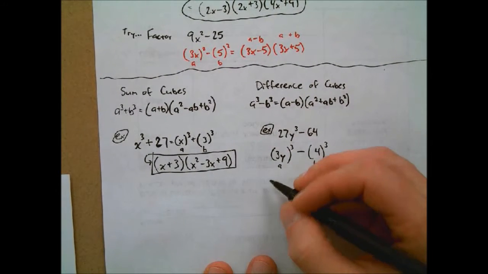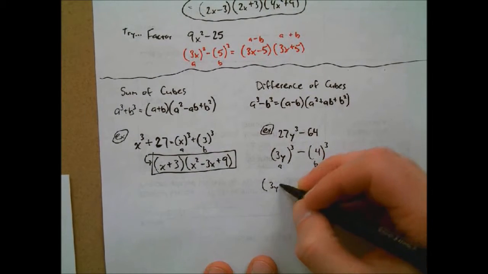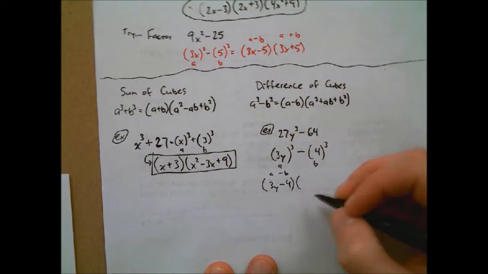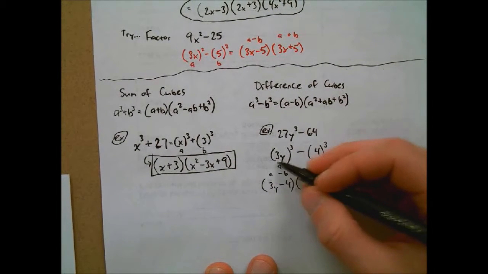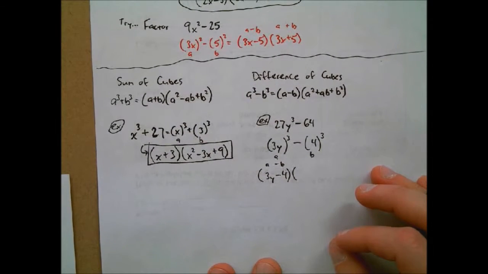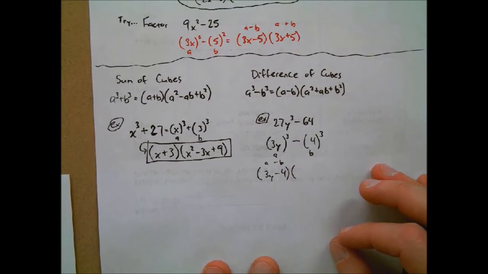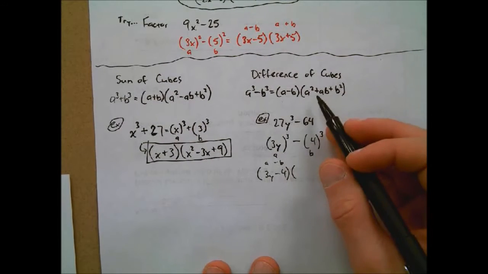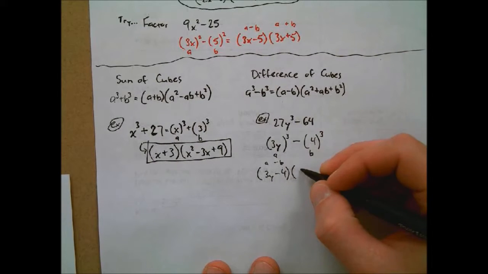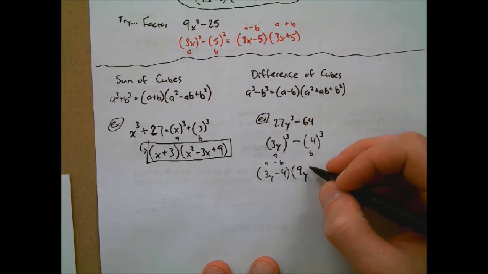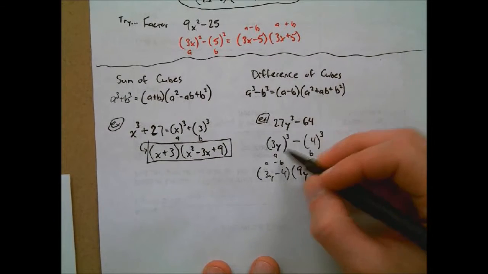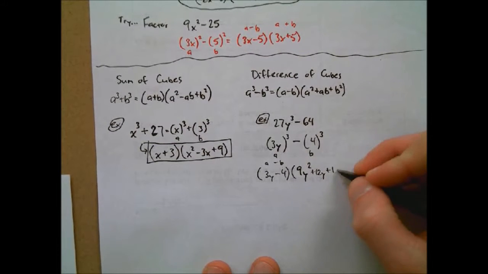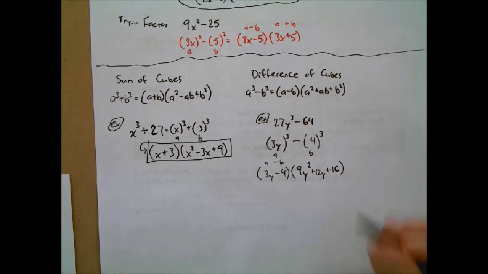All right, so 3y minus 4, for the A minus B, times A squared. What's our A squared going to be here? Our A is 3y, so A squared is going to be what? If A is 3y, what's A squared going to be? 9y squared. Yeah. Plus A times B, so 3y times 4, 12y. And then B squared, 16. Okay, there it is.